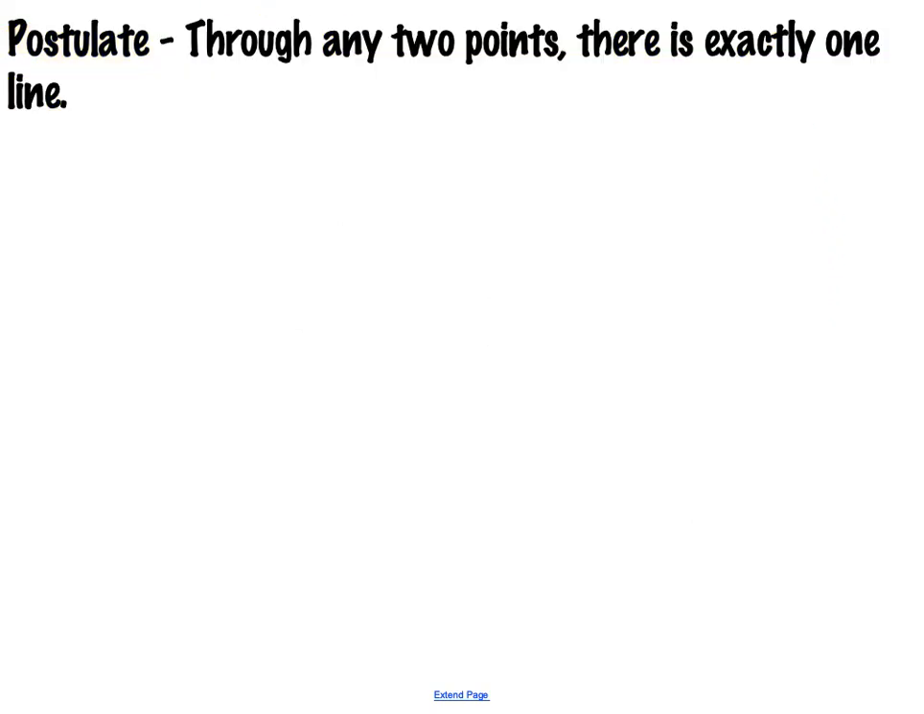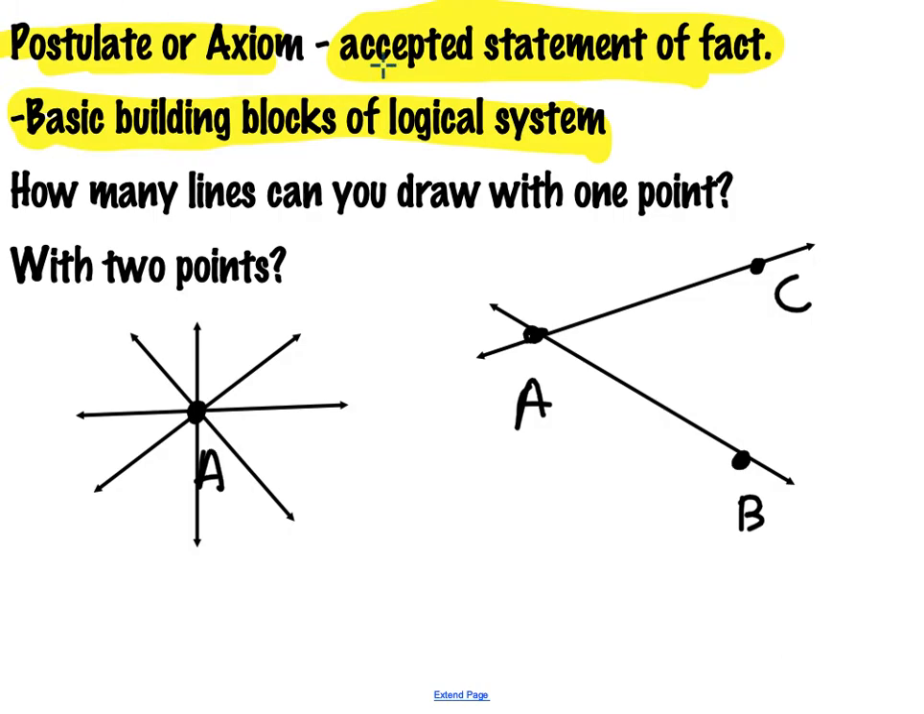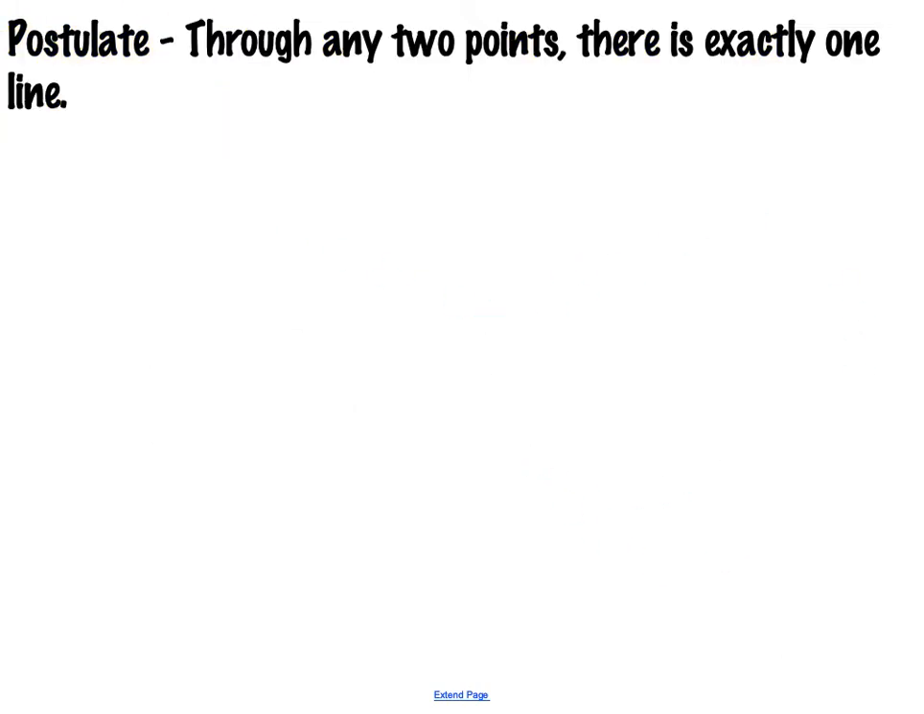So we can make an accepted fact based on the fact that if you have any 2 points, you can make exactly 1 line. And that is basically what a postulate is. It's just an accepted fact that you can use later on to build other facts. That is very important.